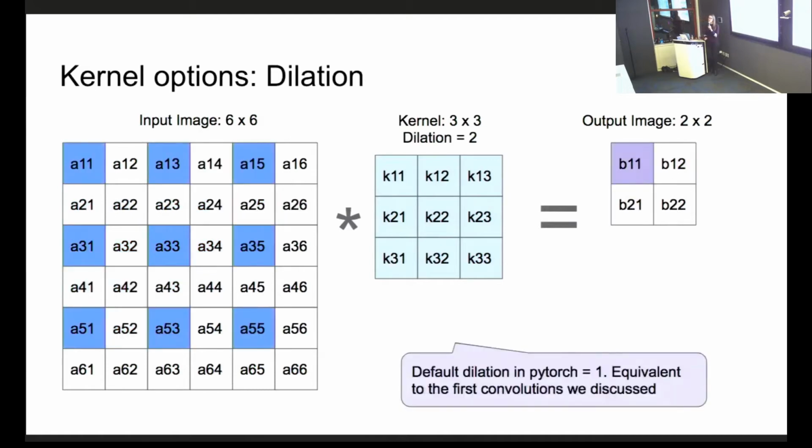So the last one is quite interesting, and is not used particularly widely. It's called dilation, and it refers to the amount of spacing between the pixels in the input image that is used in combination with the kernel to calculate the output. Where this tends to be used is in tasks which involve some form of dense prediction.